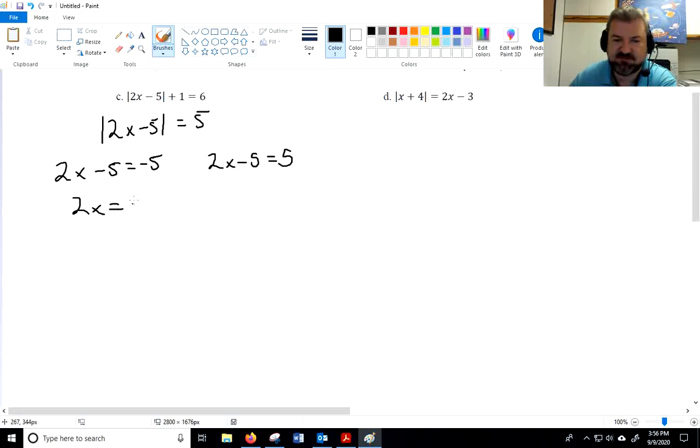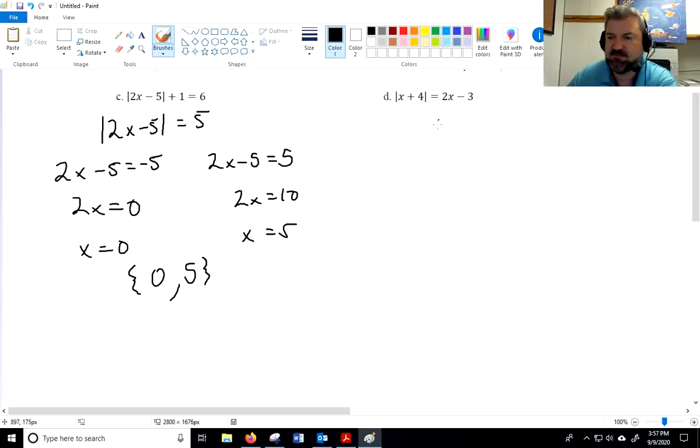So that gives me 2x is equal to 0, so x is equal to 0. This gives me 2x is equal to 10, so x is equal to 5. And those both work, don't they? Yeah, they both work. All right, let's try this one.